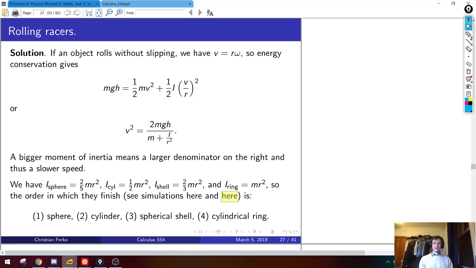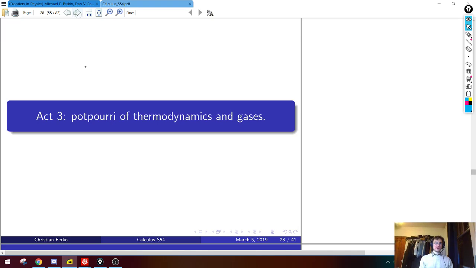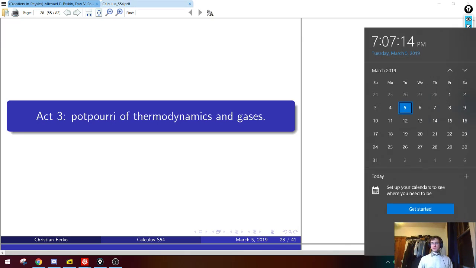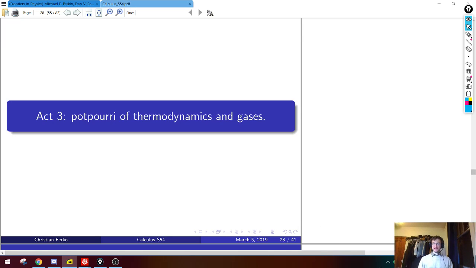Okay, good. I like that rather a lot. So kind of fun. Okay, I have 1 act left, and I guess I should quit in about 20 minutes or so. So we'll see how much of this we get through, because there's some challenges. But any questions on moment of inertia or the rolling racer problem or whatever?